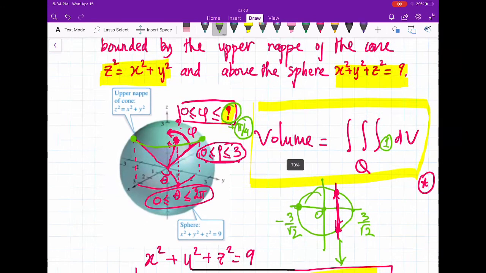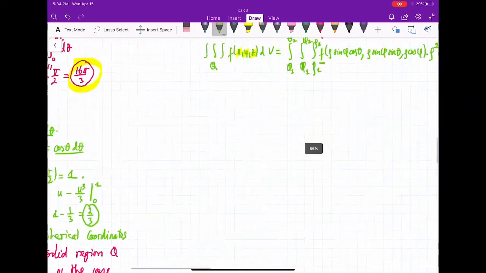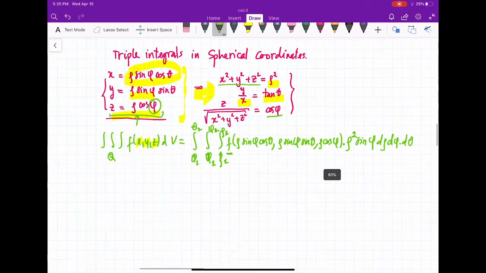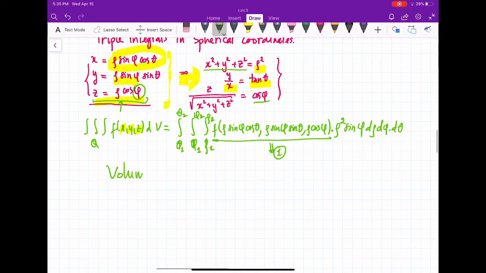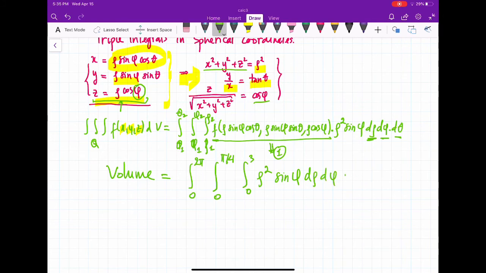All right. Now let's apply the formula right here to find the volume. Since the function f is just 1, we don't have this term, just 1. Okay. We have the volume is equal to, with respect to theta, I have 0 to 2 pi. With respect to phi, I have 0 to pi over 4. About rho, we have 0 to 3 of rho squared sine of phi d rho d phi d theta.